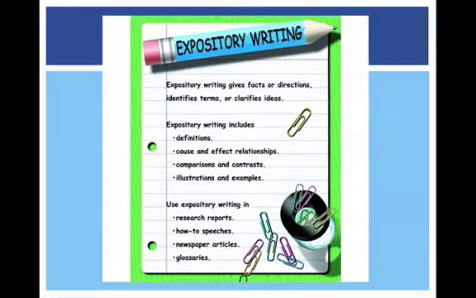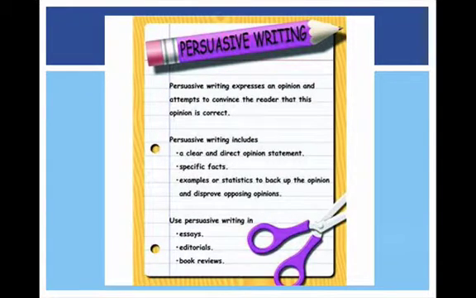So remember, expository writing gives facts or directions, identifies terms, or clarifies ideas. Expository writing includes definitions, cause-effect, illustrations, and examples. You use expository writing for research reports, newspaper articles, glossaries. Persuasive writing expresses an opinion that tries to convince the reader that the opinion is correct. Persuasive writing includes examples or statistics to back up an opinion. It includes a clear and direct opinion statement or thesis statement. And persuasive writing is essays, editorials, book reviews.